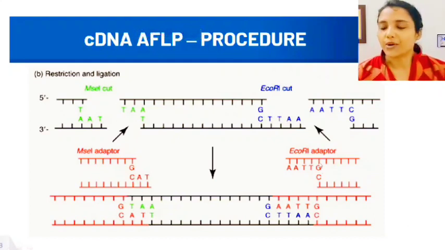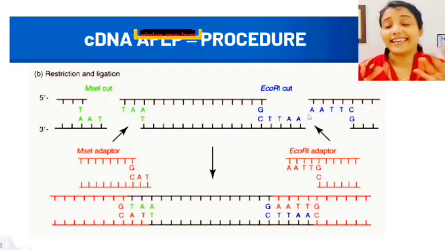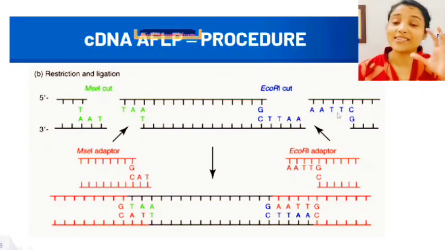Same way, if you look at EcoR1 adapter, it has AATT complementary to your EcoR1 recognition site, but it has a G over here, which has a complementary C over here. So when that comes in, instead of A over here, it is having a G, right? So your site becomes GAATTG, whereas actually EcoR1 needs GAATTC. So that is also modified.